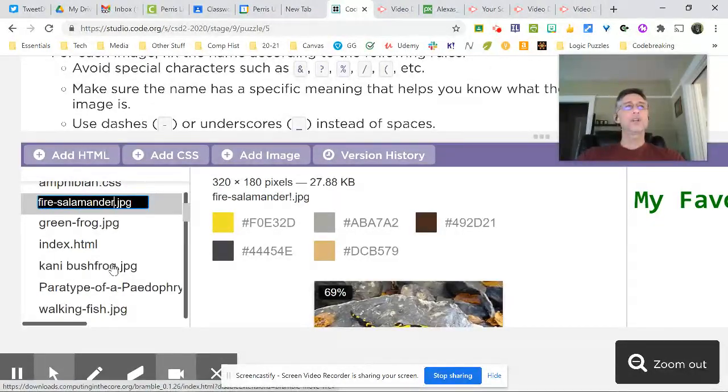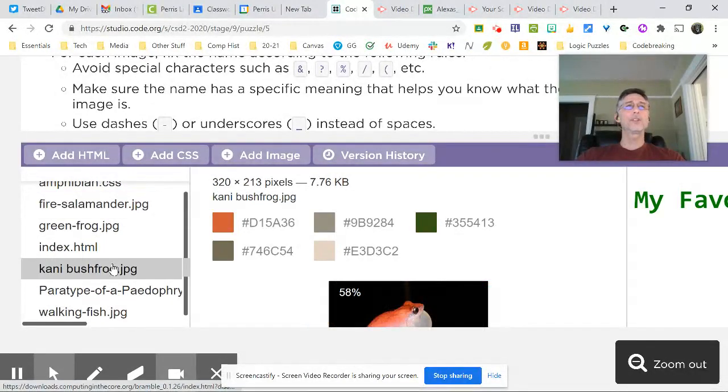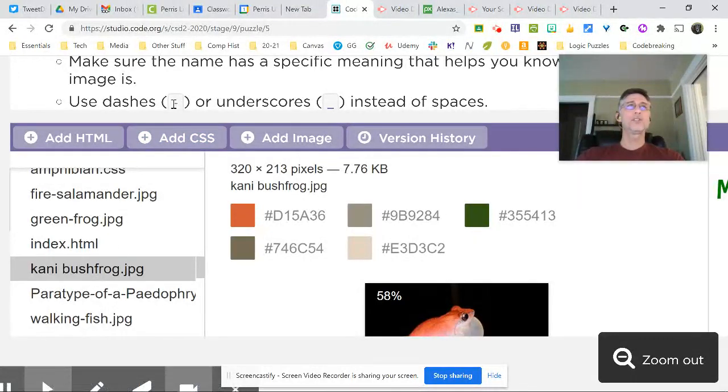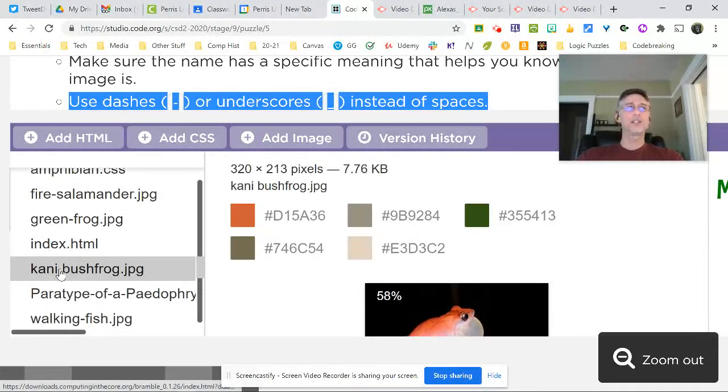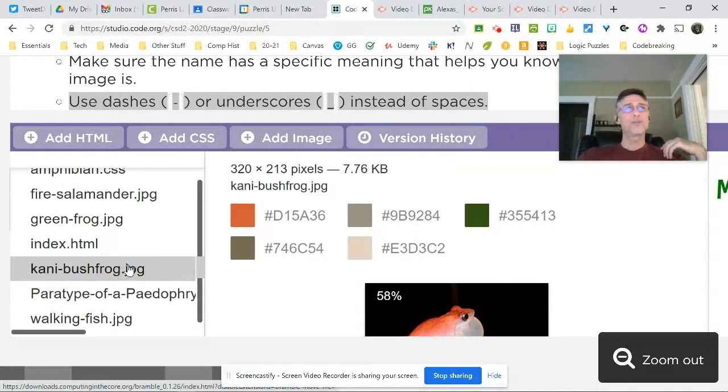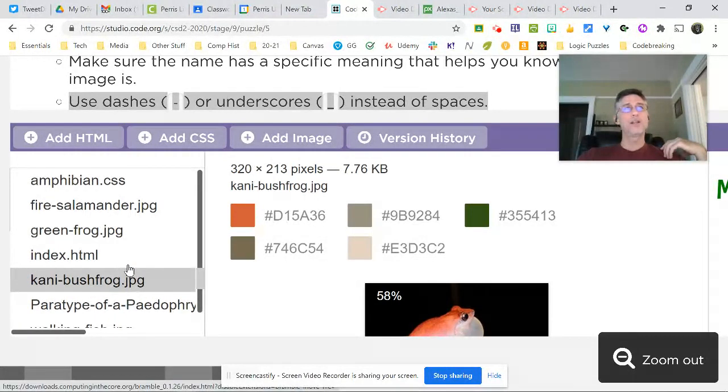Green frog, okay. This one's breaking a rule. What is this one breaking? Look at this one. Remember, it wants us to use dashes or underscores instead of spaces, and you can see this one has a space in it. So let's get rid of that and put the dash in there instead. I prefer dashes instead of underscores, but it's totally your choice. You can do whatever you like. So that one's done.